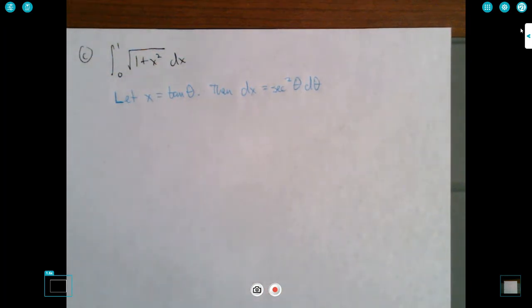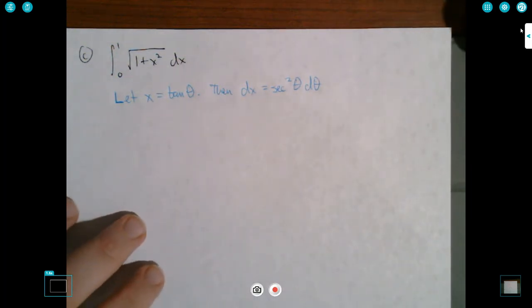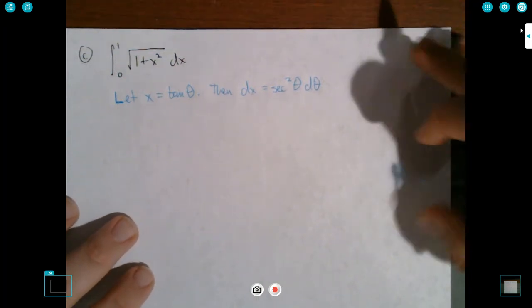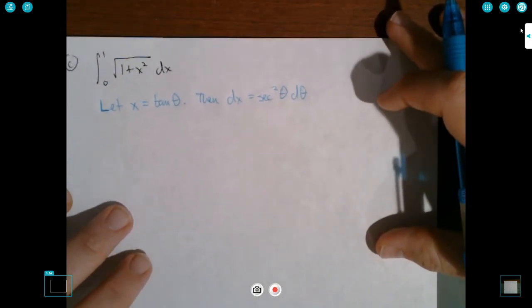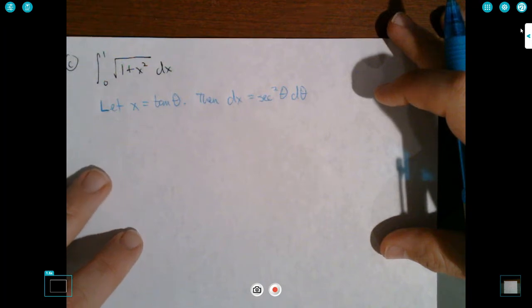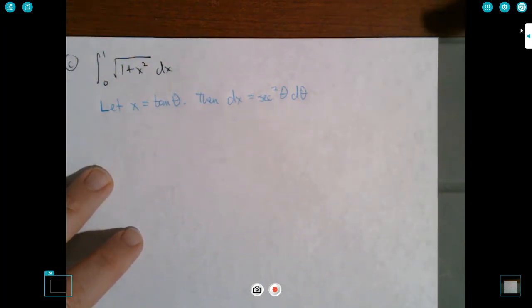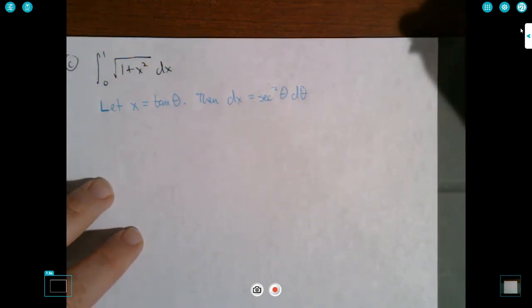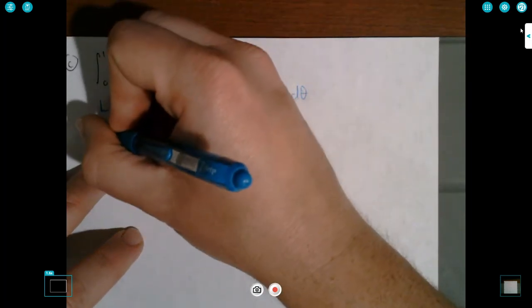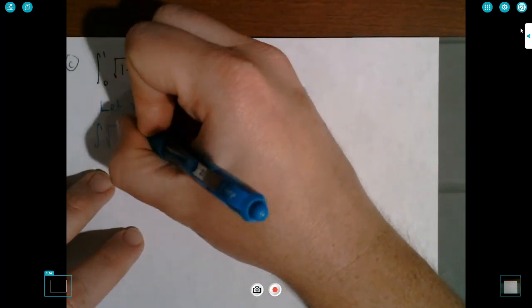Another thing you could do would be to just ignore the limits of integration for now until you've back substituted for x, and then plug the limits of integration in at that point, right? So you could do it that way too. It's up to you, whichever method you prefer. Maybe I'll show you both ways, but I'll show you the second way first. So let's just ignore the limits of integration for now.